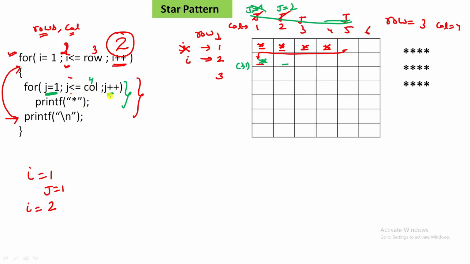Okay, then again j equal to 3, then again 3 is less than 4, again star. Same way it will print all these stars. After this is printed, my j will be 5. 5 less than 4, it is wrong. My column number is being crossed. So I will stop and I will come here.